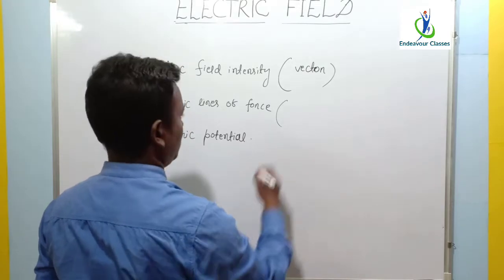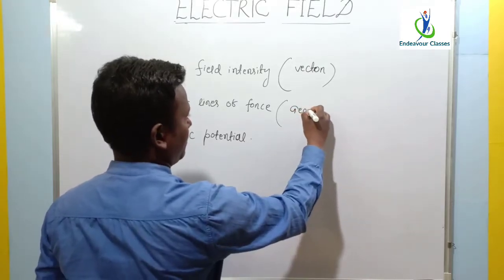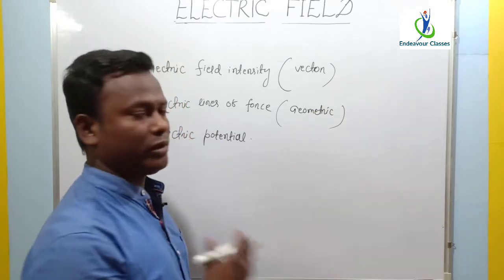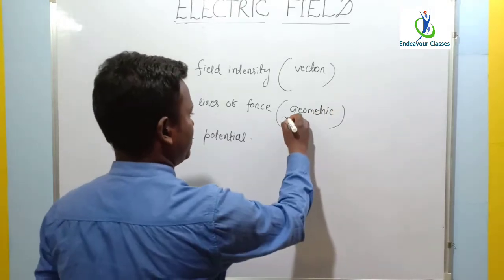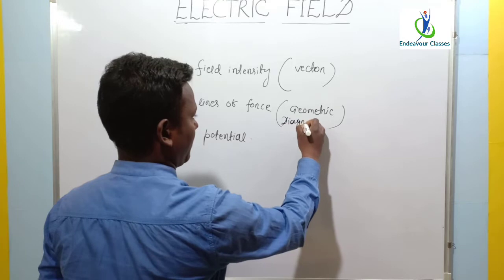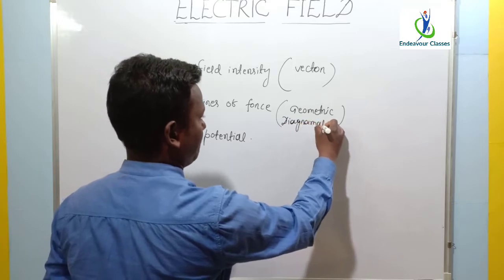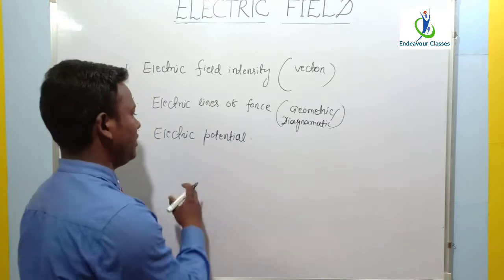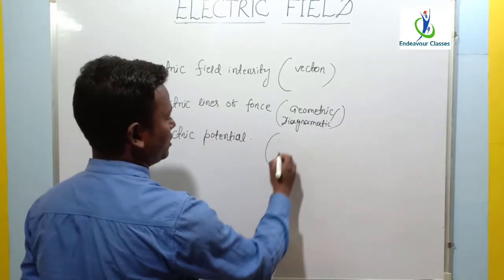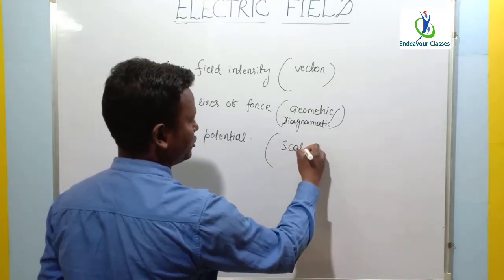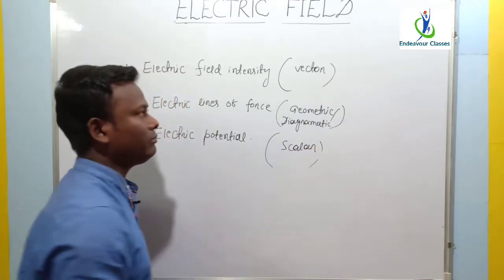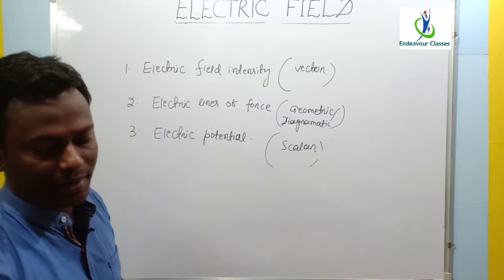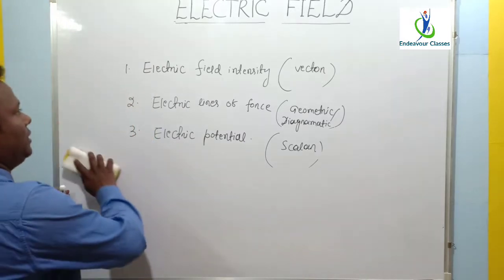This is the geometric, or you can say the diagrammatic representation of the electric field, and the electric potential is the scalar representation of the electric field. So we take the help of these three parameters in order to study the electric field.